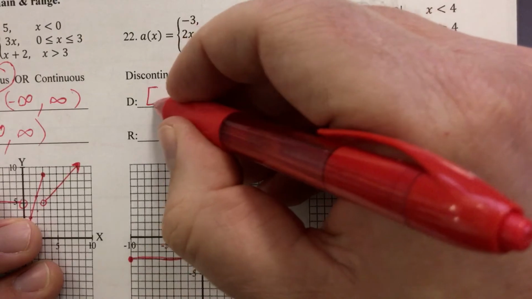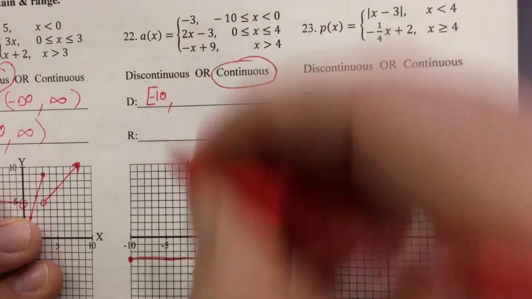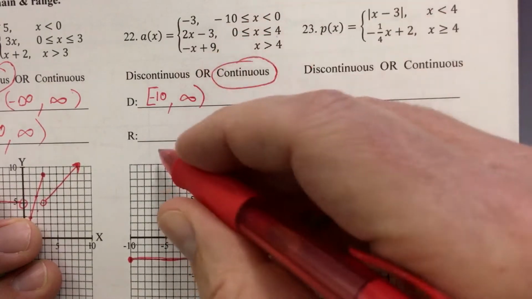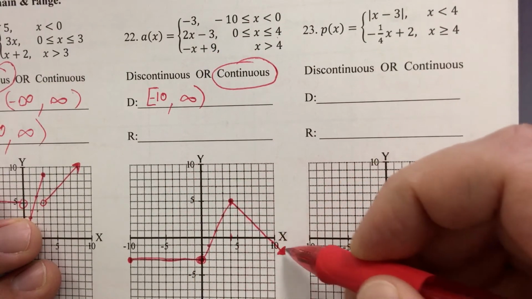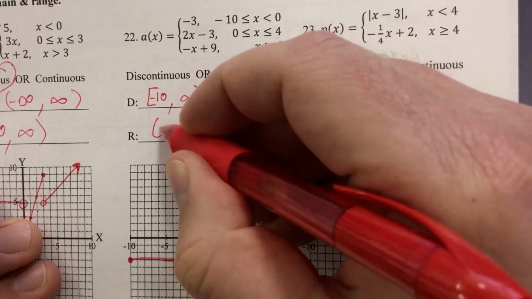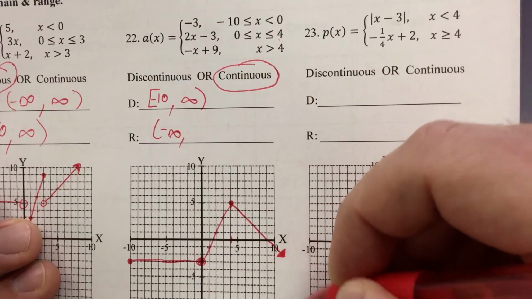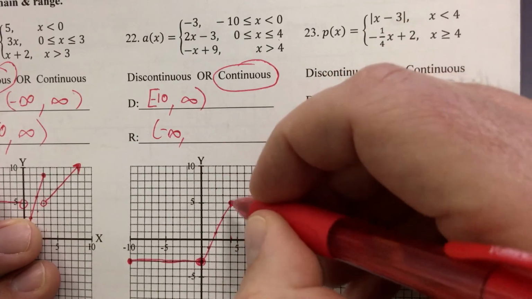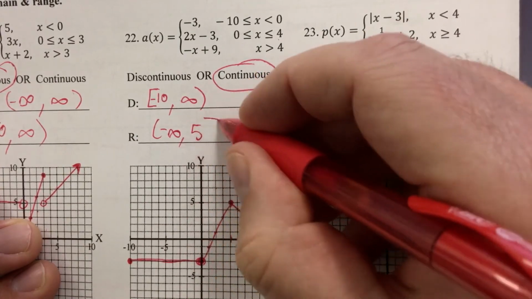Domain, furthest left appears to be -10. Furthest to the right, because of the arrow, is infinity. Range, the furthest down this goes looks like -infinity because of this arrow going down. The highest the y value gets appears to be 5. All right, now the last one.